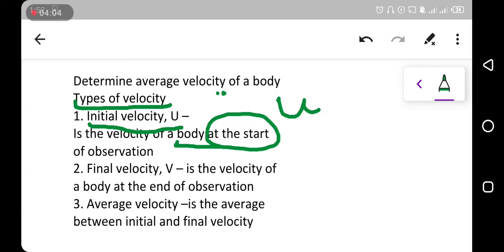Another term is the final velocity. The symbol of final velocity is capital V.